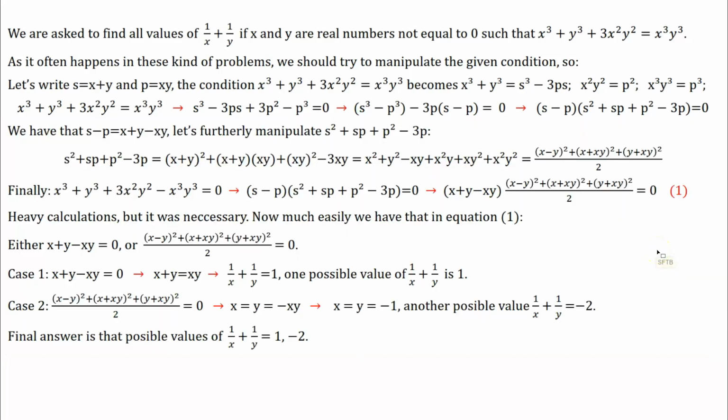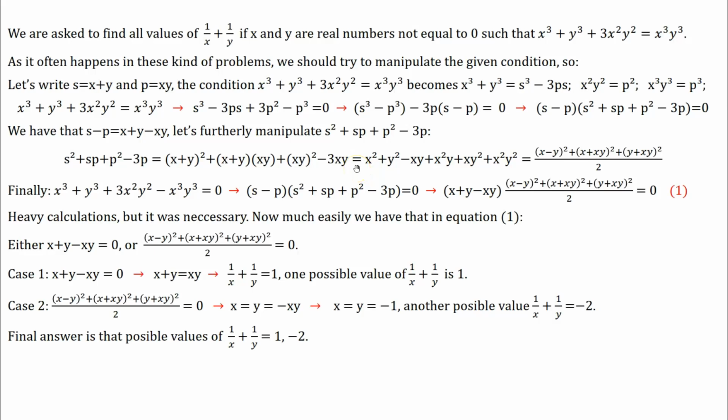So what we could do in order to solve this problem is that we will try to further manipulate this expression in order to have something with which we could work. So we have that s minus p is equal to x plus y minus xy, and let's see how we can further elaborate s squared plus sp plus p squared minus 3p.